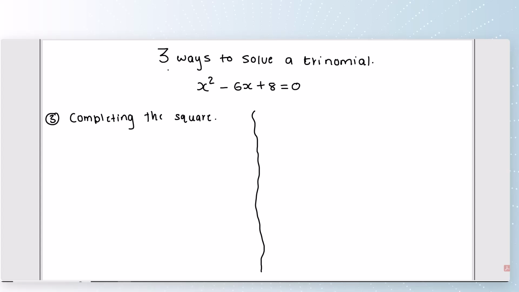So the first thing you want to do, you want to take the constant, that's the number without x, to the other side. We want to transpose that 8. Let me rewrite that. x squared minus 6x plus 8 equals 0. We want to transpose that, so it's going to be x squared minus 6x. Take it to the other side. Since it's positive, it's going to become negative.